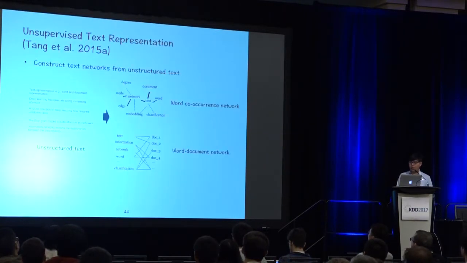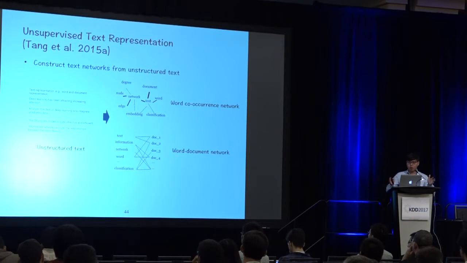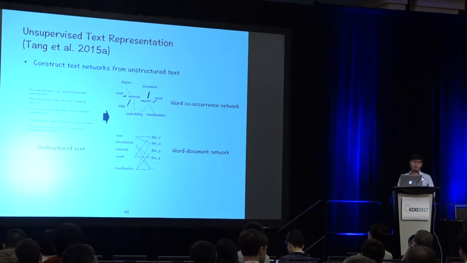As mentioned previously, because the network is a very general data structure, we can also apply node embeddings to other applications by constructing networks from other data. For example, we can construct text networks from unstructured text. Here we can construct the word co-occurrence network from the unstructured text. Every node is a word, and the weight of the edge between two nodes is the number of co-occurrences in all the local context windows. Then by embedding the word co-occurrence network, we can obtain a representation for every word.